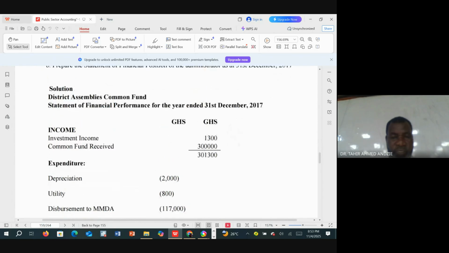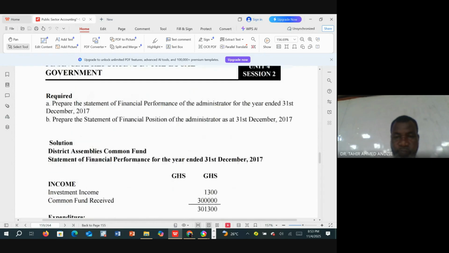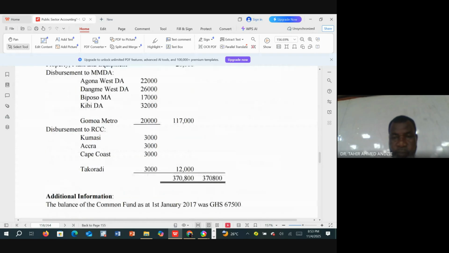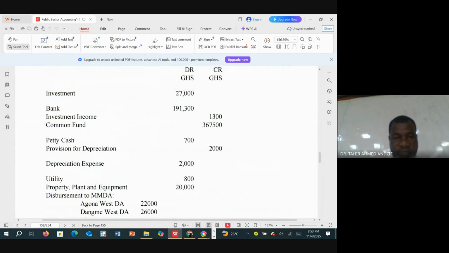If you look at the question, income, we have income from investment, 1,300. Have you seen? That is 1,300. Investment income, 1,300. We have this district assembly common fund total to be 6,000.